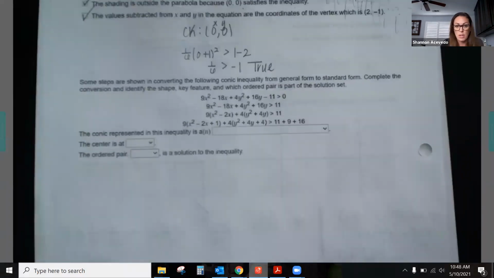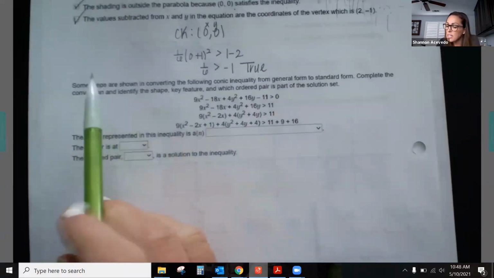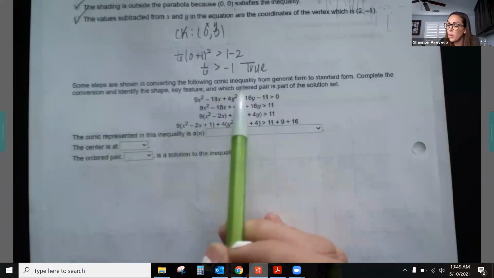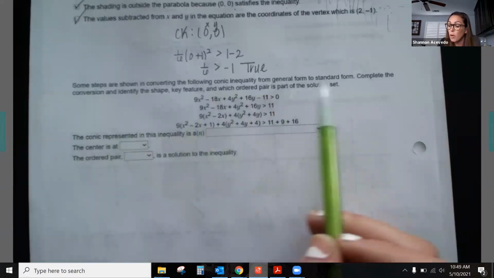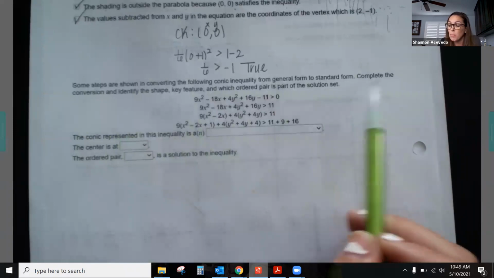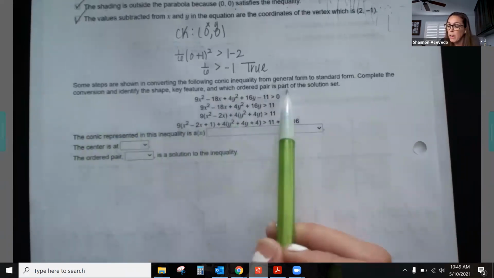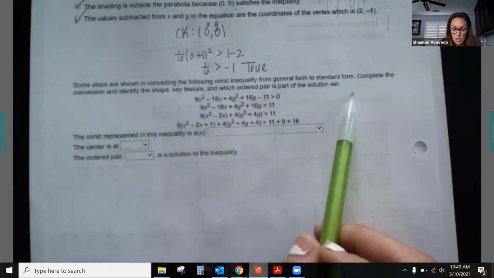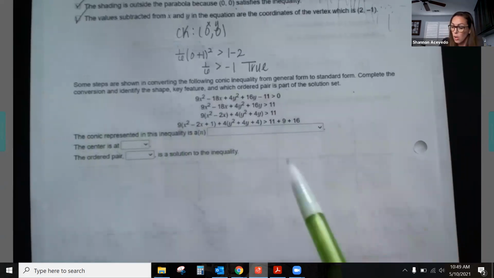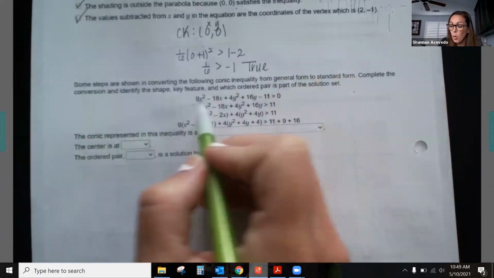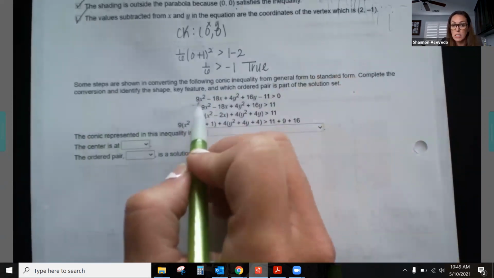And our very last one. So this one says, some steps are shown in converting the following conic inequality from general form to standard form. Complete the conversion and identify the shape, key features, and which ordered pair is part of the solution set. All right, so I can tell from right here, we could determine what type of conic it's going to be.